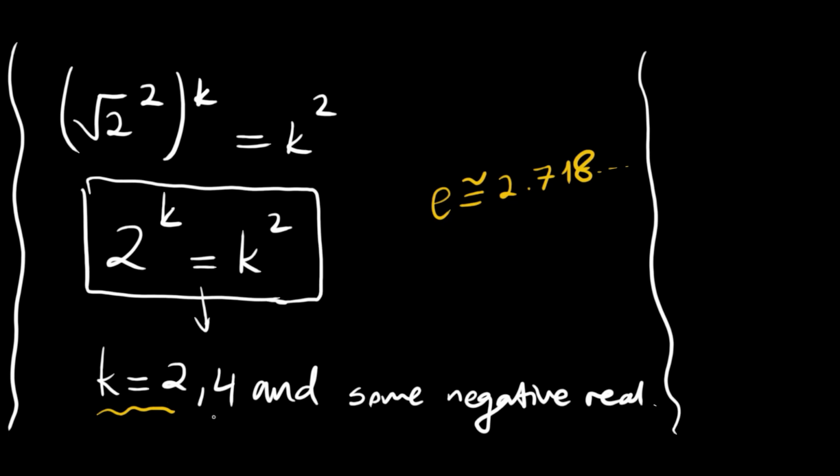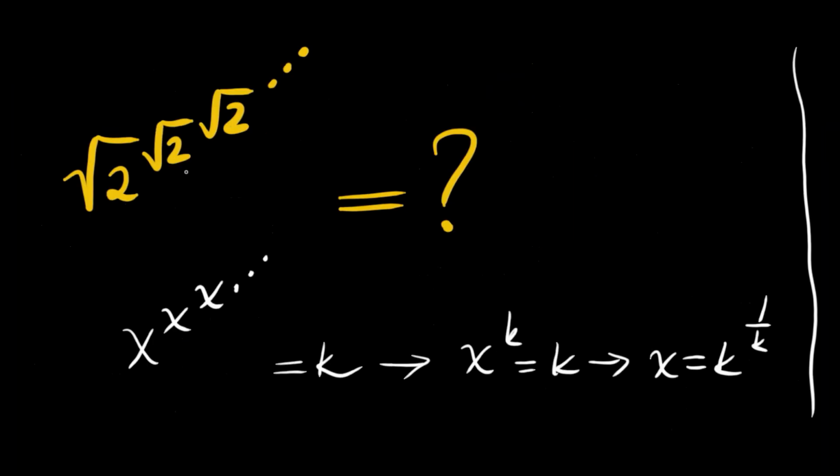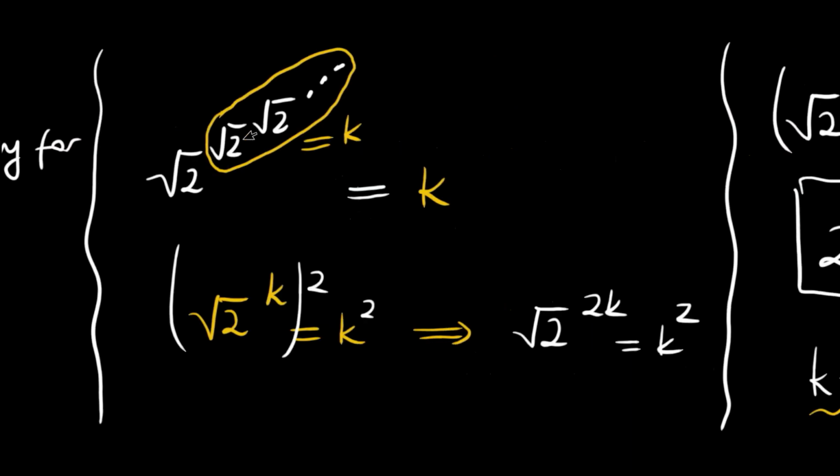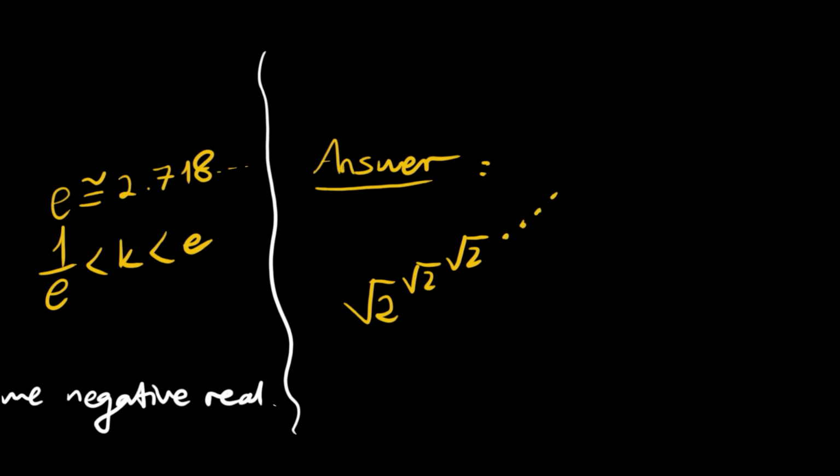4 is not in between these numbers, 1 over e and e. And negative numbers are not actually possible for this, since positive numbers to some positive exponents cannot be negative. So the answer here is just 2. So root 2 to the power of root 2 to the power of root 2 and so on and so forth is equal to 2.